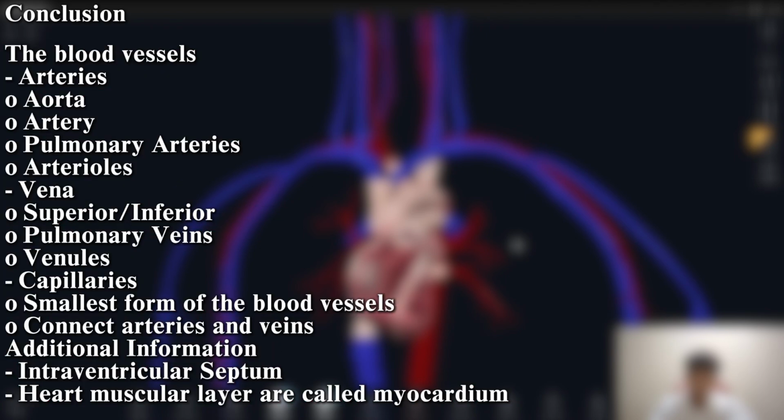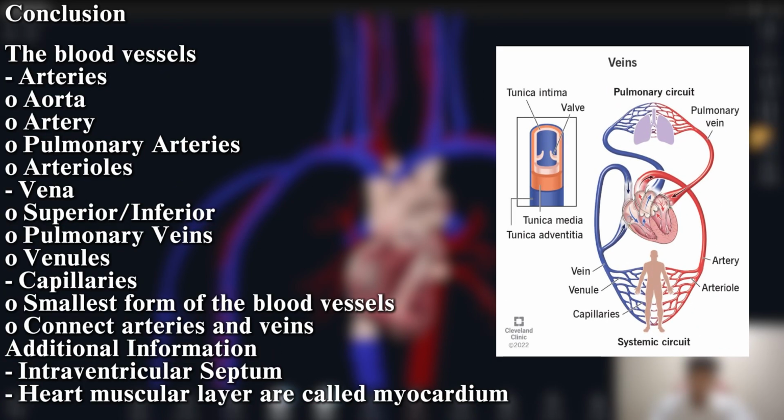Now we're going into the blood vessels. There are types of blood vessels in the human body, and in the cardiovascular system. There's arteries, there's vena, and there's capillaries. I didn't mention a lot about capillaries in the video, but I will get to it in a second. For the arteries, there's the aorta, pulmonary arteries, and arterioles. If you didn't know already, the arterioles are the smallest form of the artery. And for vena, we have the superior and inferior vena, pulmonary veins, and venules. Venules are the same as arterioles: the venules are the smallest form of the vena.